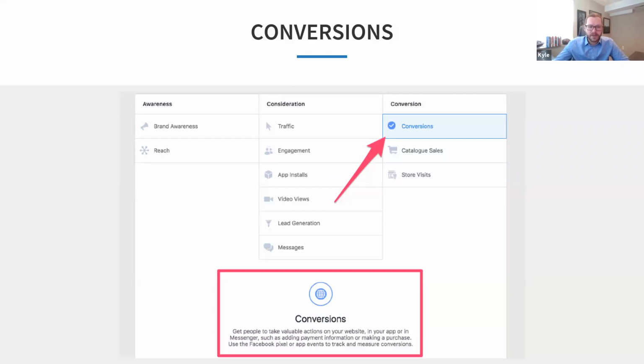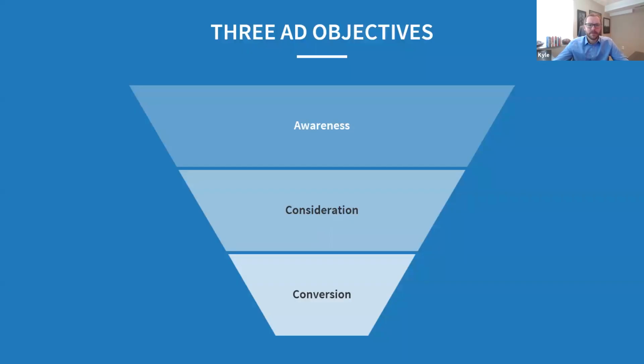So I think that's all the categories that we're going to go over. So it looks something like this. You want to build the awareness, the consideration, the conversion, and those are the three ad objectives and the net that they really cast when you're looking at Facebook and how their algorithm sends out your ad.